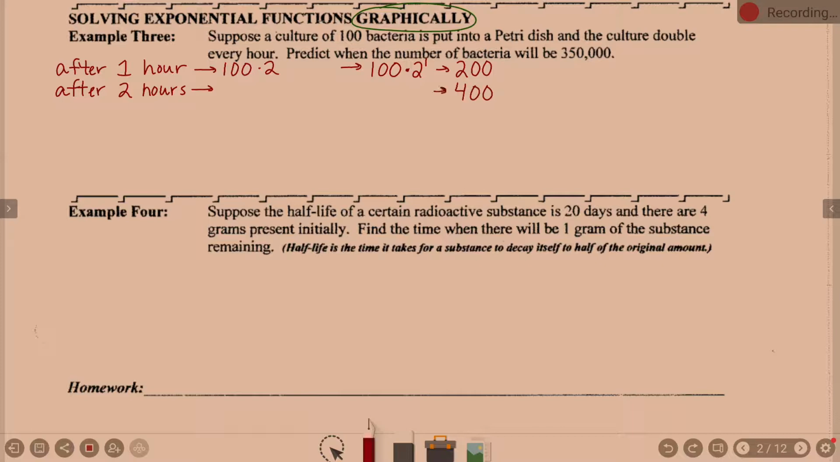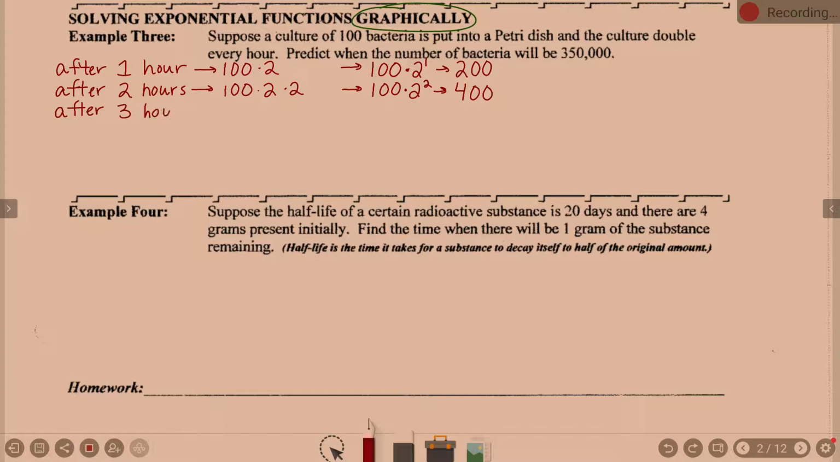But here's my thing. Where did that 400 come from? If you go back here, we had the original 100 times 2 for the first hour, and then what? Times 2 for the second hour. So how can I rewrite that? 100 times 2 to the second. Are you seeing what I'm trying to lead you into here? And I'm going to go one more. So let's do one more and then we'll write our equation.